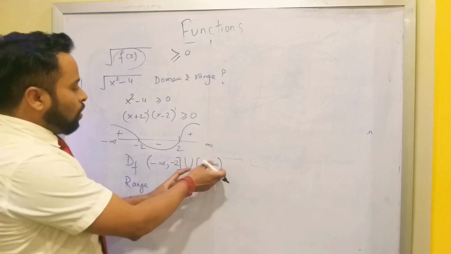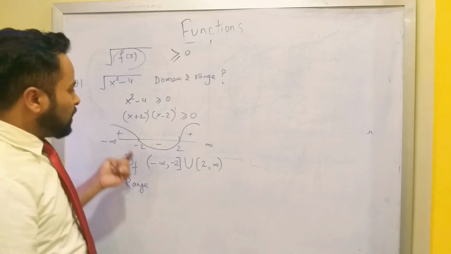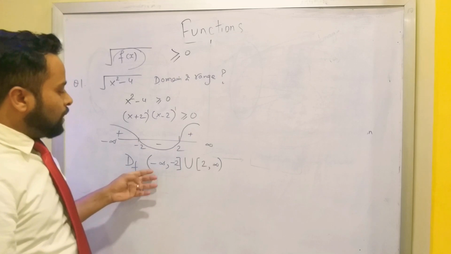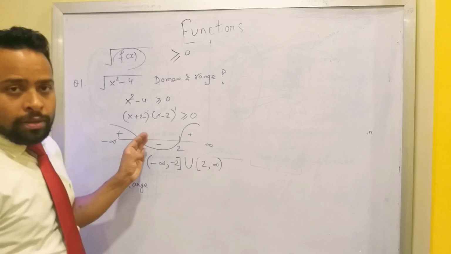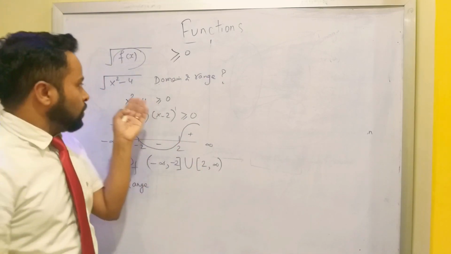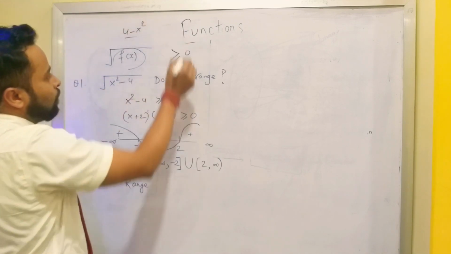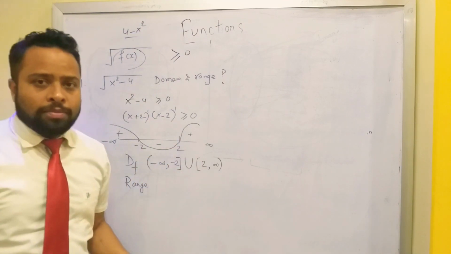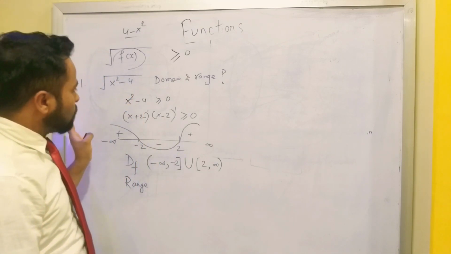The range is, if you put all these values in this function, whatever values come out, that is the range. I think the answer is 0 to 2. Your answer will not be 0 to 2, it can be more than that. If it were 4 minus x square, then the range could be 0 to 2. But if it is x square minus 4, the answer can be way above, up to infinity also.